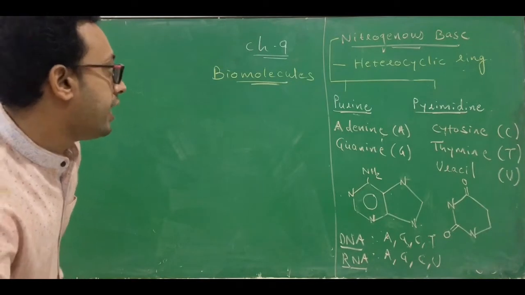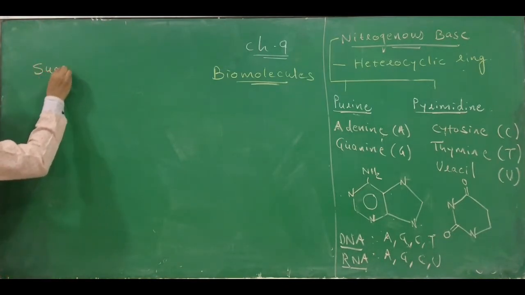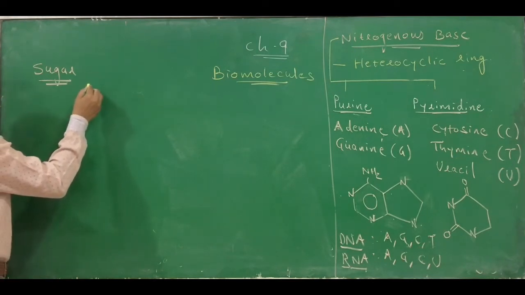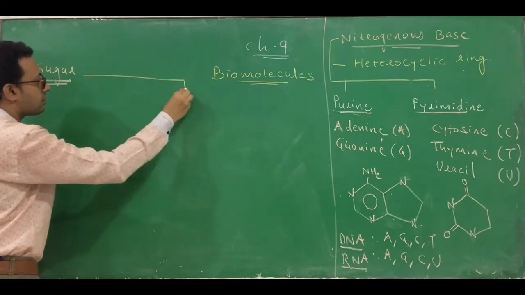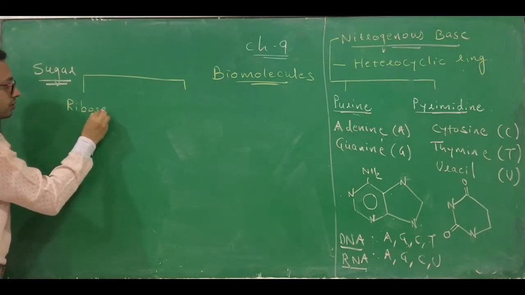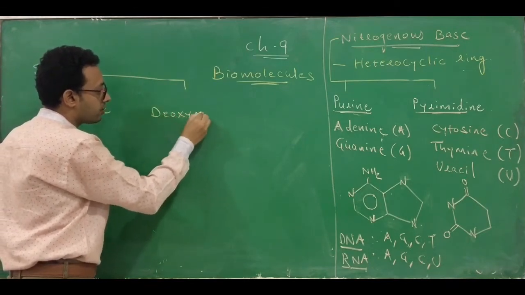So there are two types of sugar you can find in the structure of nucleic acid. Sugar means carbohydrate. Which two types are there? First is called ribose. This is a ribose. And the second one is called deoxyribose.